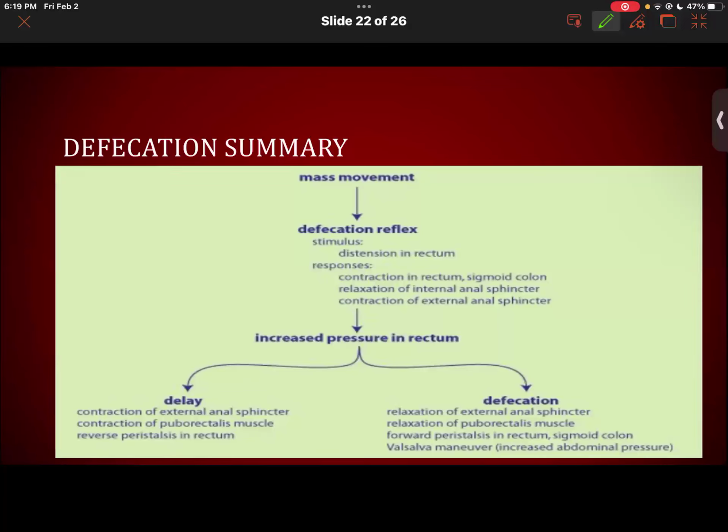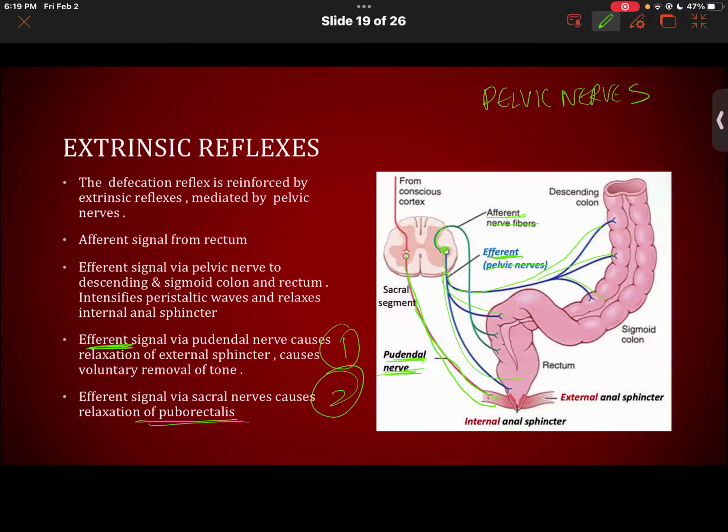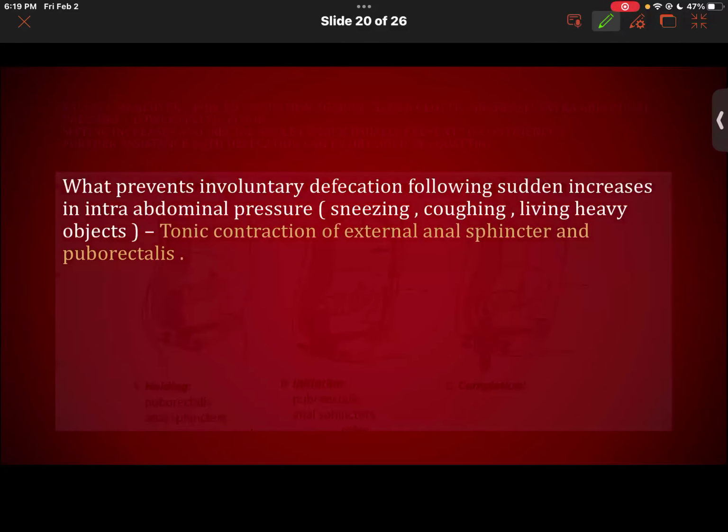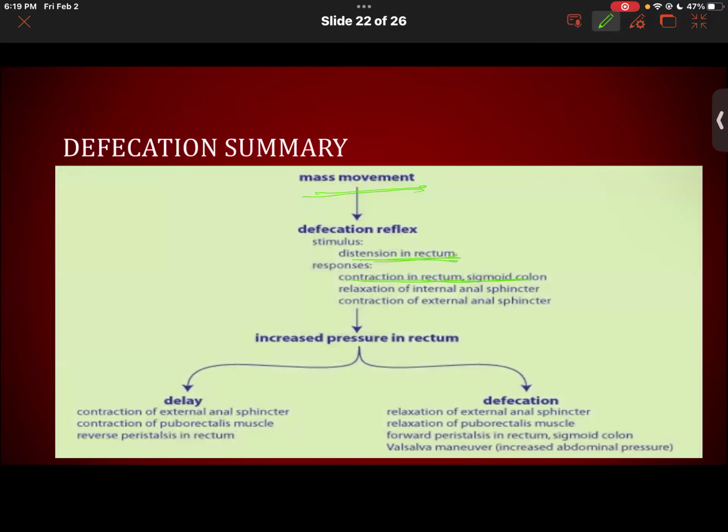So this quick summary. We have a mass movement of the feces, and it reaches the rectum, and this causes a defecation reflex. The stimulus is the distension of the rectum by the feces. The response is the contraction of the rectum and the sigmoid colon, and this contraction obviously is due to the afferent signal from the rectum and the efferent signal, the pelvic nerves, right? So this whole pathway, the afferent and the efferent, like this. That causes contraction of the rectum and the sigmoid colon.